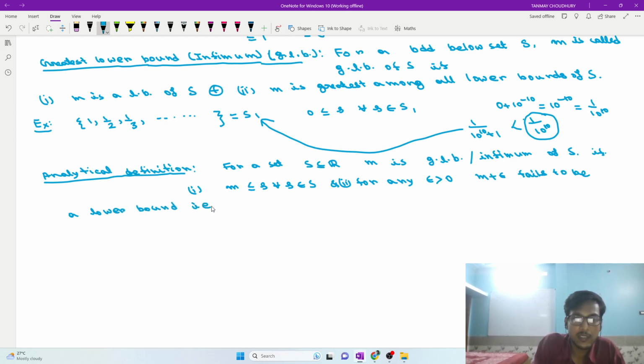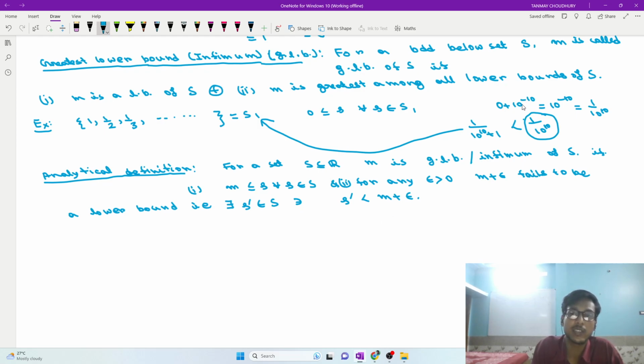That is, there exists S dash, a member of the set S, such that S dash becomes lower than m plus epsilon, which makes m plus epsilon impossible to be a lower bound. That means m plus epsilon fails to be a lower bound, right?